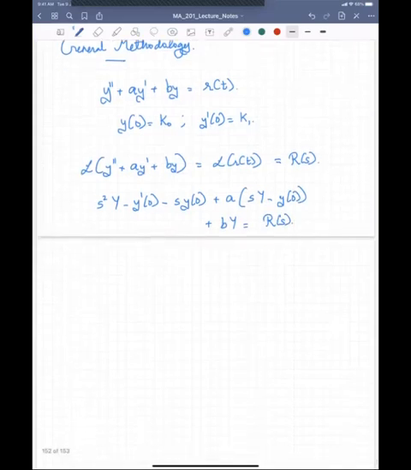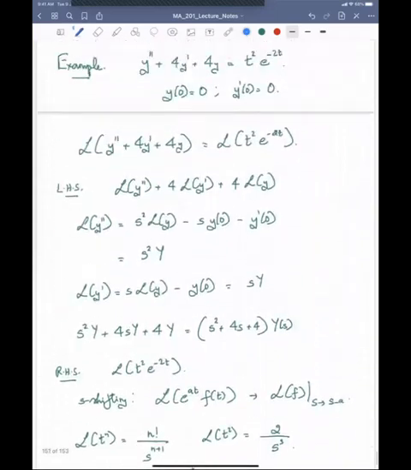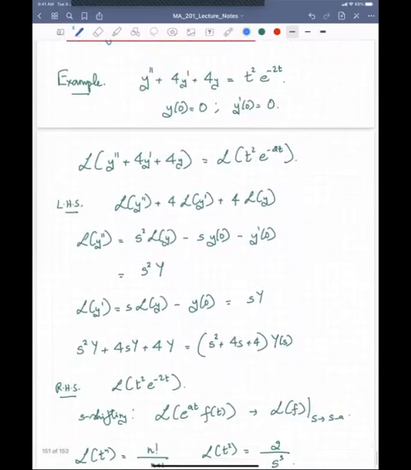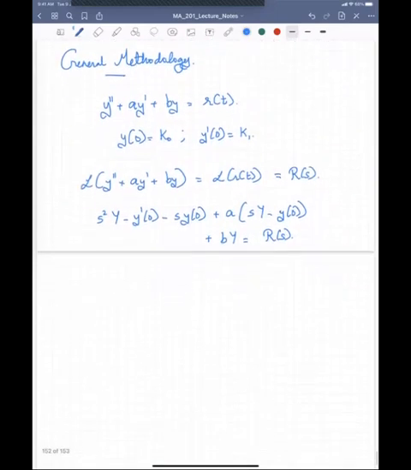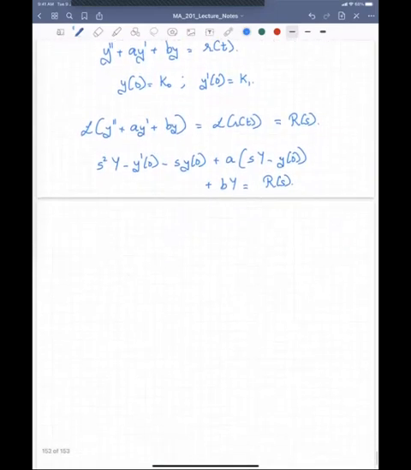Okay. So now collect terms. Remember that y at 0, y prime at 0 are not necessarily 0. So we solved a problem in which they were actually equal to 0, which made our life slightly easier. But even if they are not 0, there'll just be a couple of other terms floating around. So that should not make things too difficult.